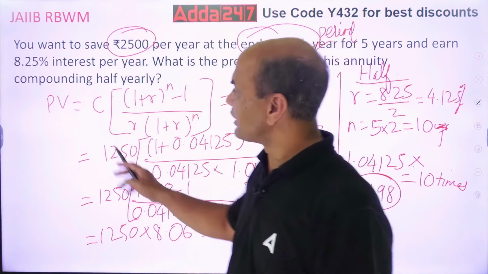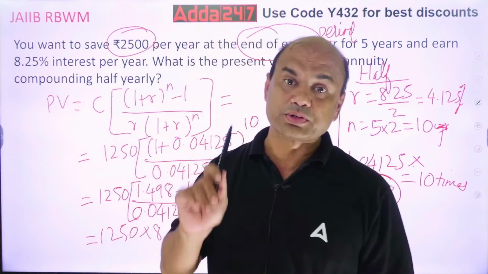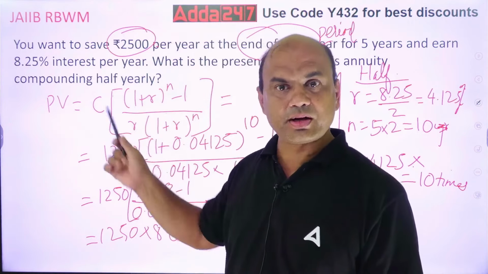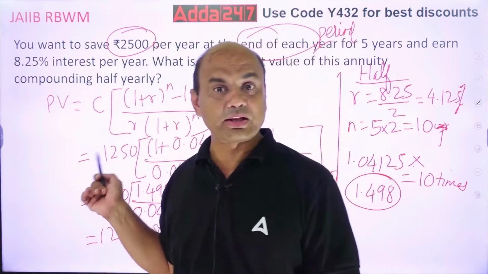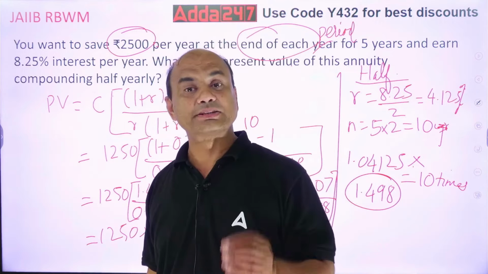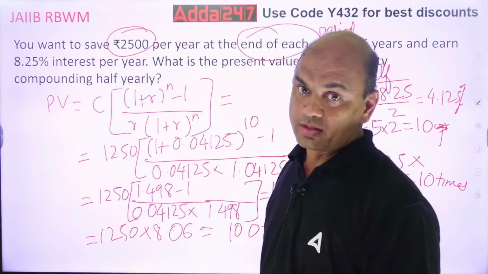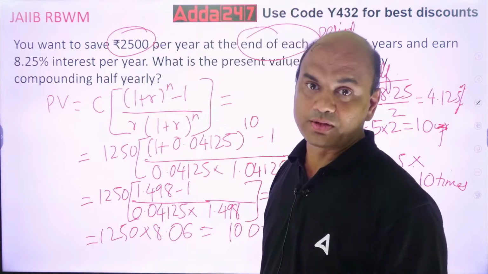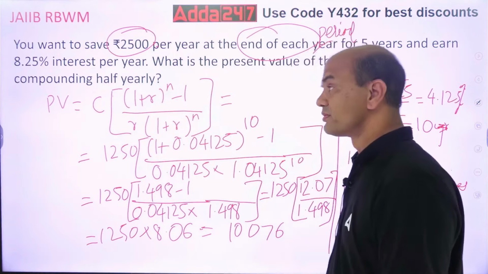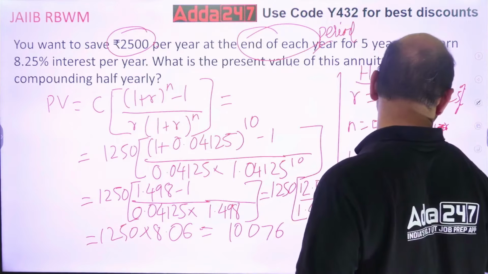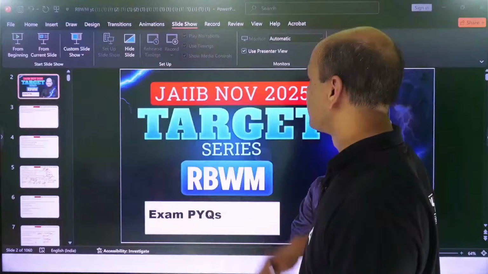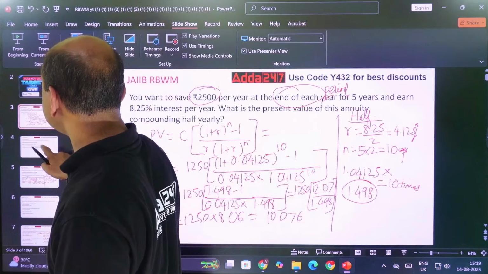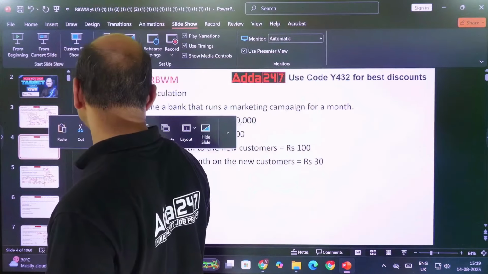Kindly note, we are calculating present value. We are not calculating future value. If you are calculating future value, then the figure will be different. This is present value. Now, if I get the same question for future value, then what will I do? What should I do in this case?